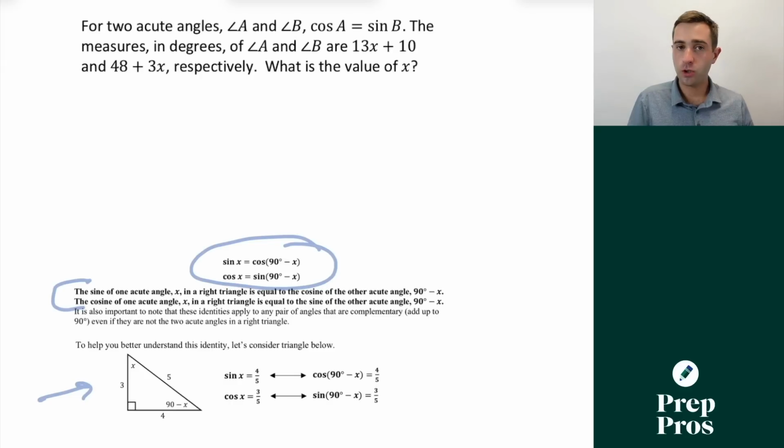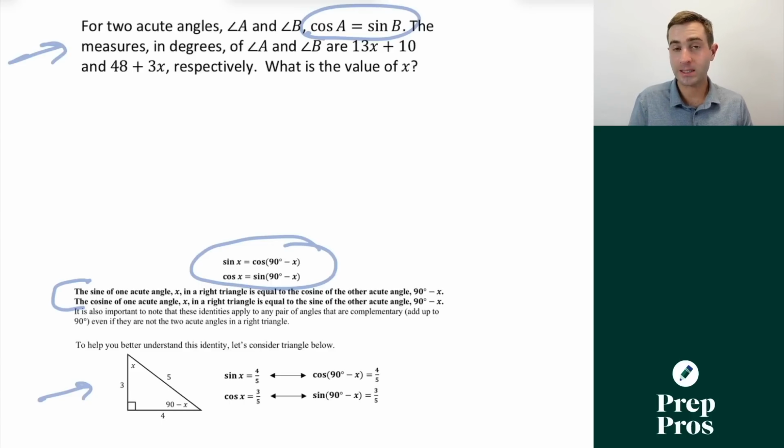But the other super important piece this tells us is if the sine of one thing is equal to the cosine of another, that means that they are complementary. It means they add up to 90 degrees. So for very sneaky, tricky questions like this, where it says for two acute angles, angle A and angle B, cosine of A equals sine of B, what the SAT is sneakily telling you here is that angle measures A and B add up to 90 degrees.